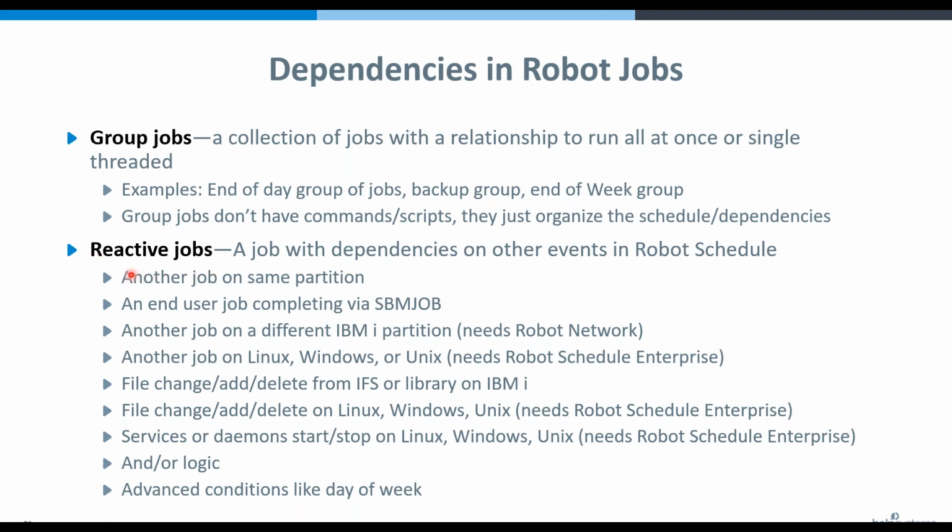Reactive jobs is our dependency processing. So a reactive job has some type of dependency on it. That dependency could be a job on the same partition. It could be a job from another partition. It could be a job completing just from the submit job command. So we can actually react to a job inside a robot from a job that ran outside of robot. We can also have dependencies out on other platforms when you have the enterprise component added into Robot Schedule, so Windows, Linux, AIX, and so forth.